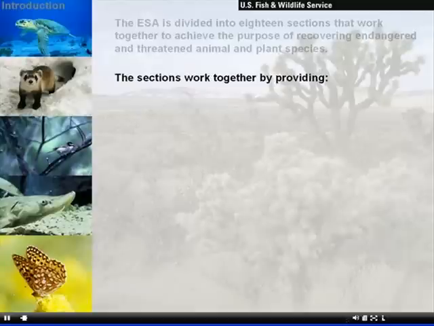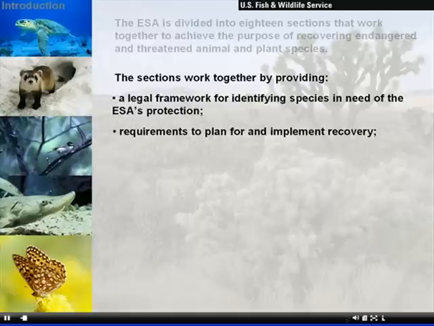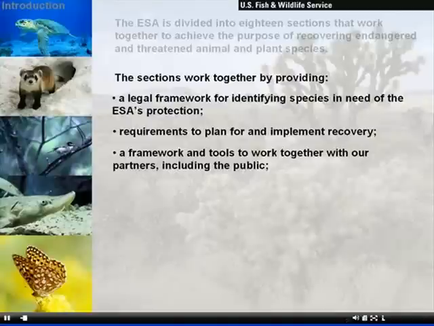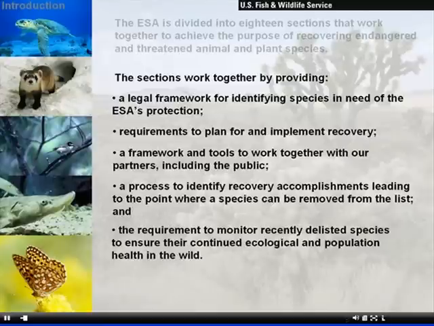The sections work together by providing a legal framework for identifying species in need of the ESA's protection, requirements to plan for and implement recovery, a framework and tools to work together with our partners, including the public, a process to identify recovery accomplishments leading to the point where a species can be removed from the list, and the requirement to monitor recently delisted species to ensure their continued ecological and population health in the wild.